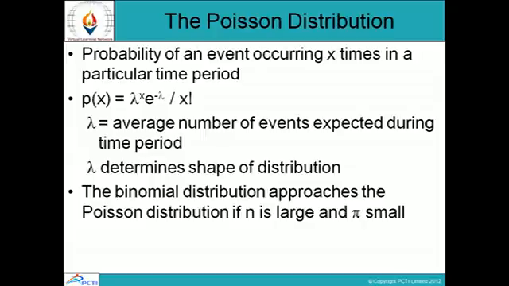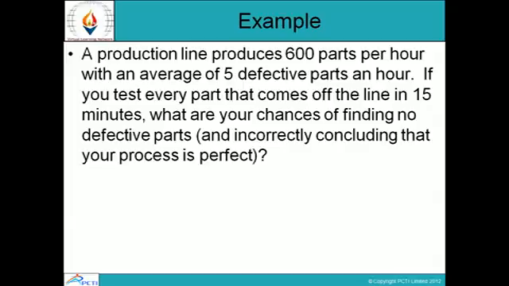Lambda determines the shape of the distribution. The binomial distribution approaches the Poisson distribution if n is large and pi is small. Example: a production line produces 600 parts per hour with an average of 5 defective parts an hour. If you test every part that comes off the line in 15 minutes, what are your chances of finding no defective parts and incorrectly concluding that your process is perfect?